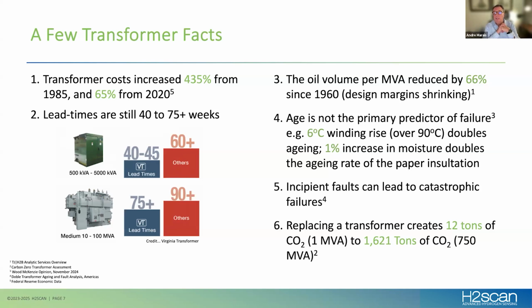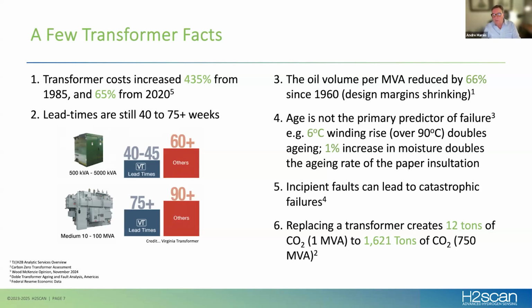A 6-degree winding rise over 90 degrees will double the aging. A 1% increase in moisture will double the aging rate of paper insulation. So the primary predictor is not age, but perhaps the way it's been run and the way we're able to manage the transformer. We also know that incipient faults can lead to catastrophic failures.